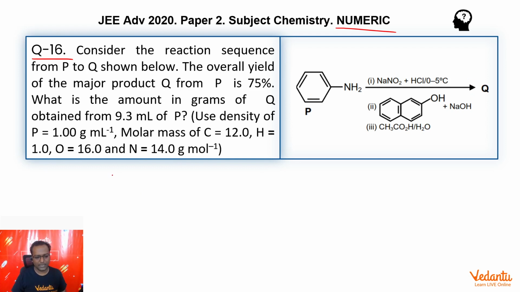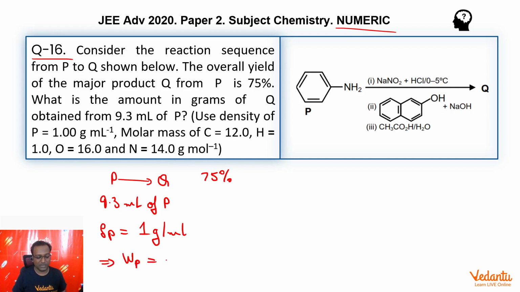He says that P to Q, the yield here is 75%. Then he says, I have 9.3 ml of P, and the density of P is also given to us. Density of P is 1 gram per ml. What does this mean, guys? This means that the weight of P given to us is 9.3 gram.